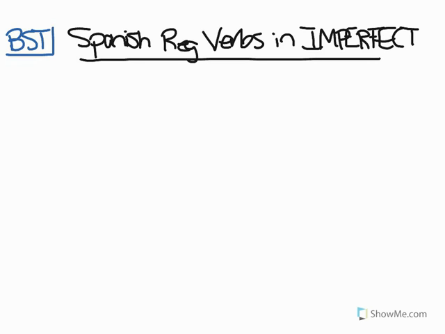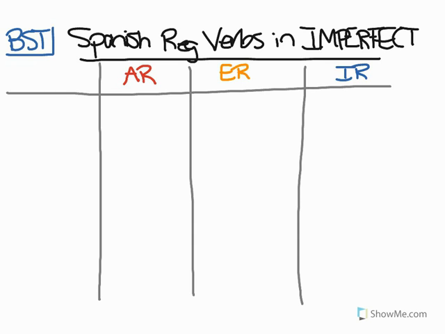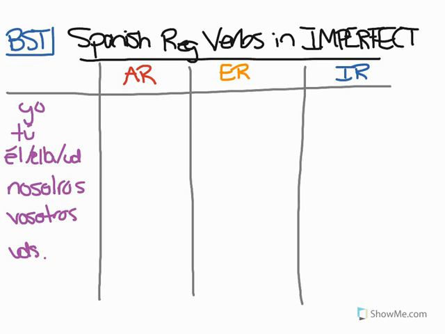So as always, we have regular verbs ending in AR, ending in ER, and ending in IR. And these verbs are conjugated differently depending on the subject of the sentence. So we have yo, tú, él, ella, usted, nosotros, vosotros, and ustedes.